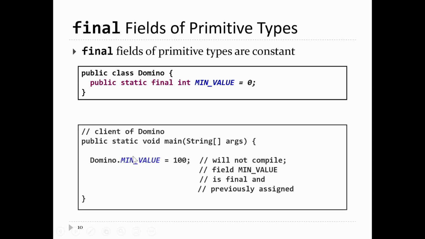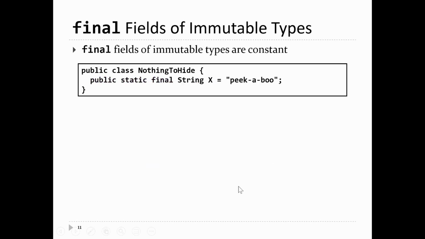If you try to change it, in other words, if I try to write domino.min value equals 100, the compiler will not compile that program. You'll get some sort of error saying that min value is final and already assigned.